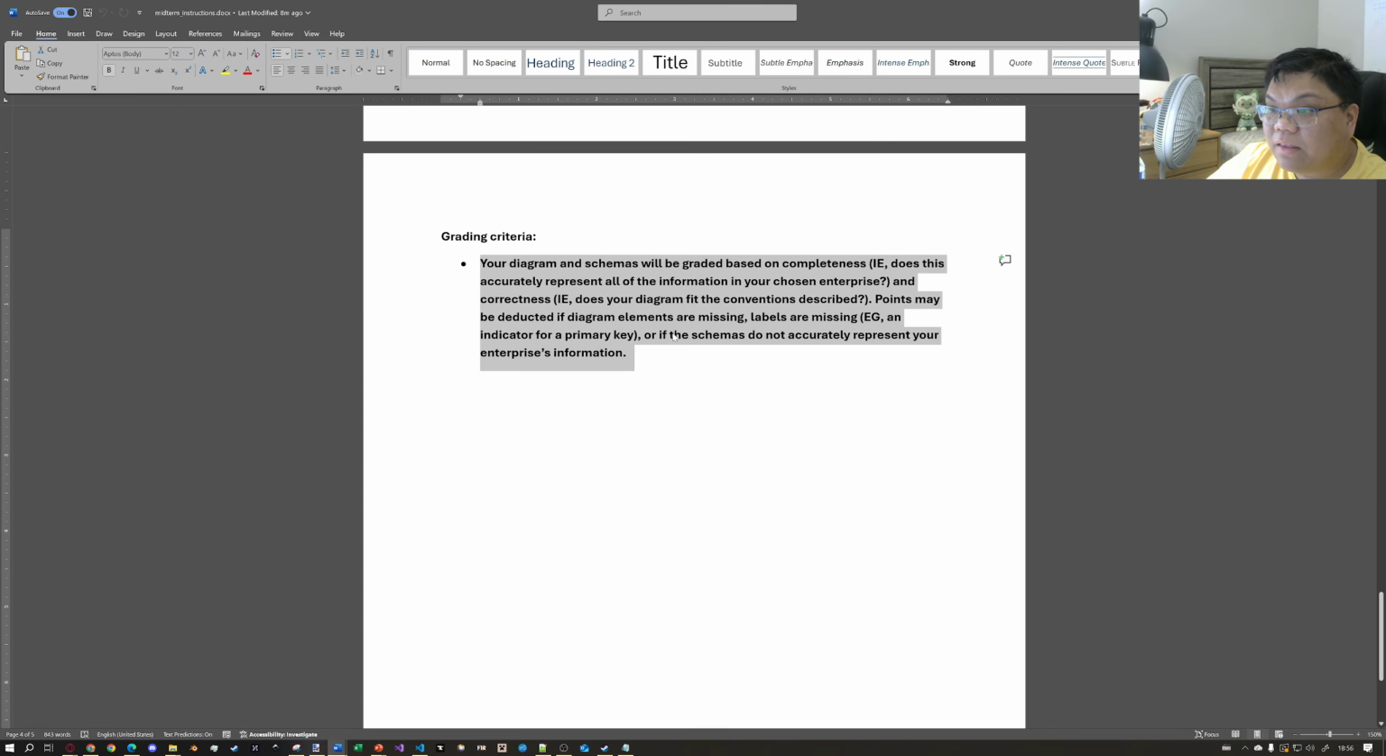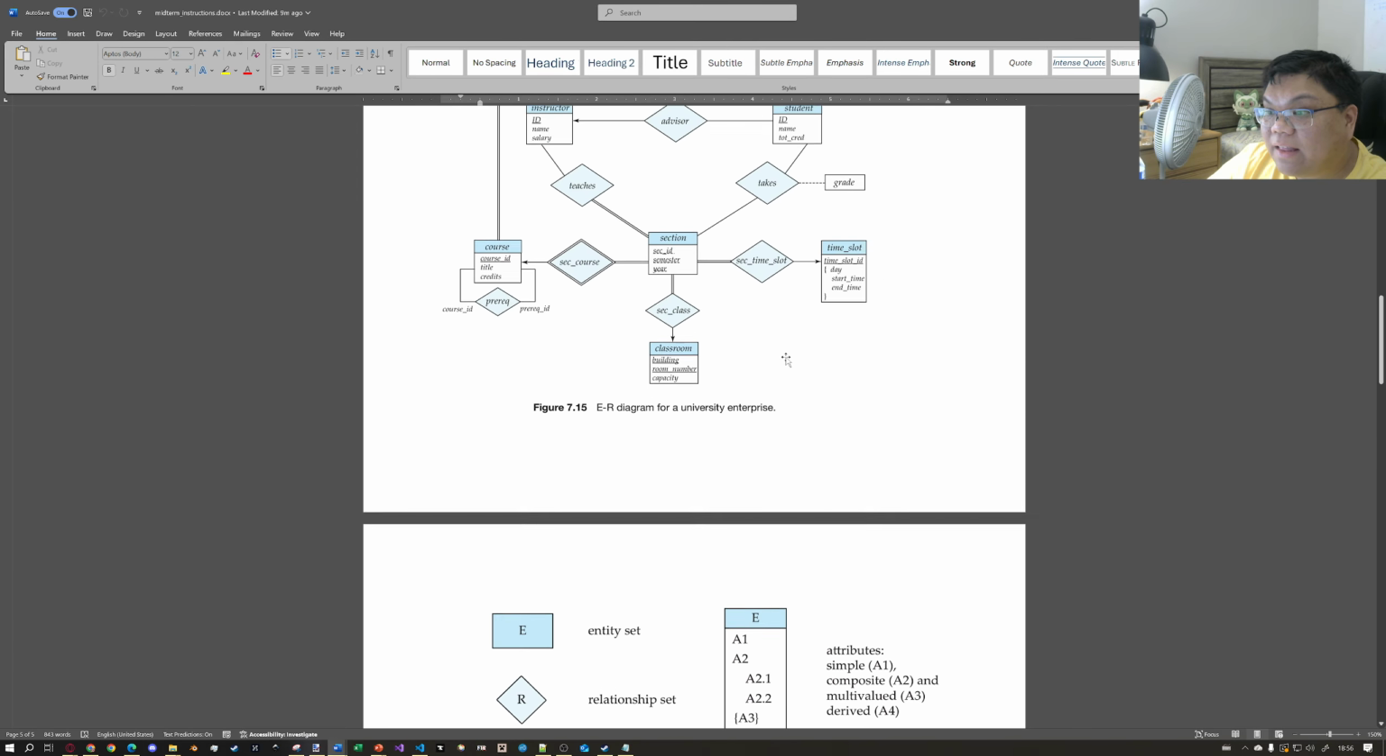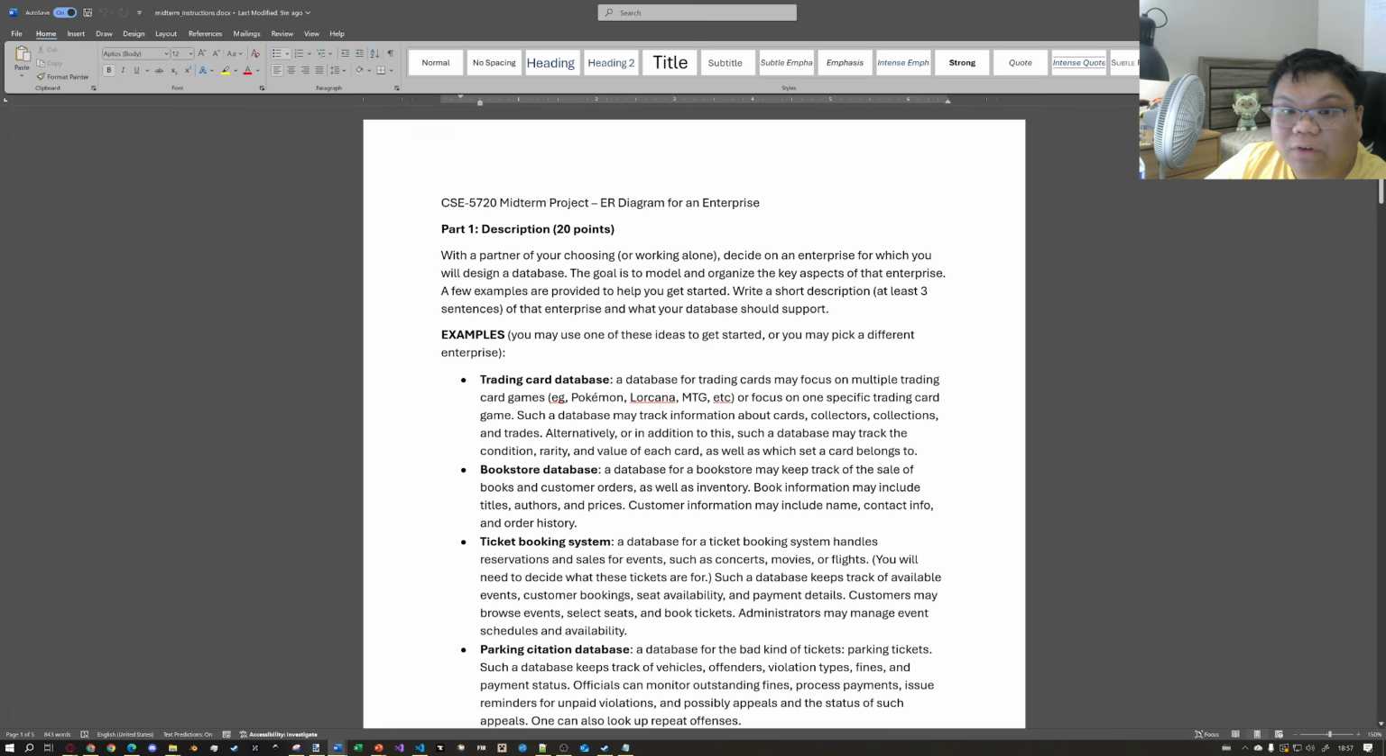So your work is going to be graded on completeness and correctness. Does it represent your enterprise accurately? And does your diagram fit the conventions that were described? I might deduct points if elements are missing or labels are missing. But anyway, that is your midterm. Once again, it's coming a little bit late, but by this time you have a little less than 2 weeks to complete it. But yeah, that's your midterm right there.